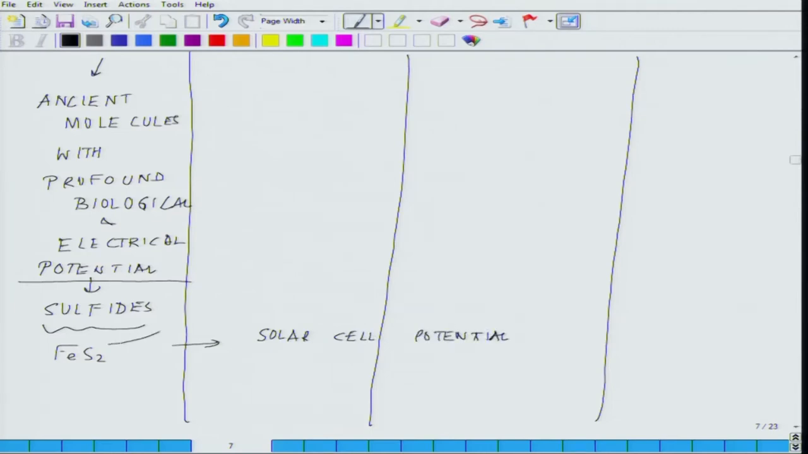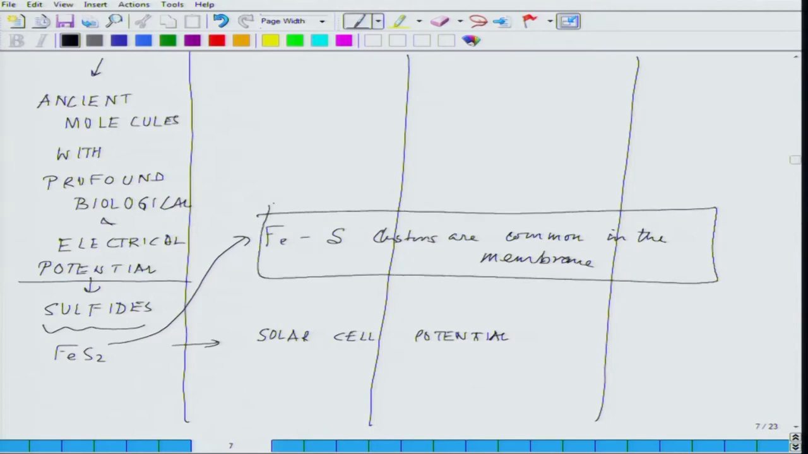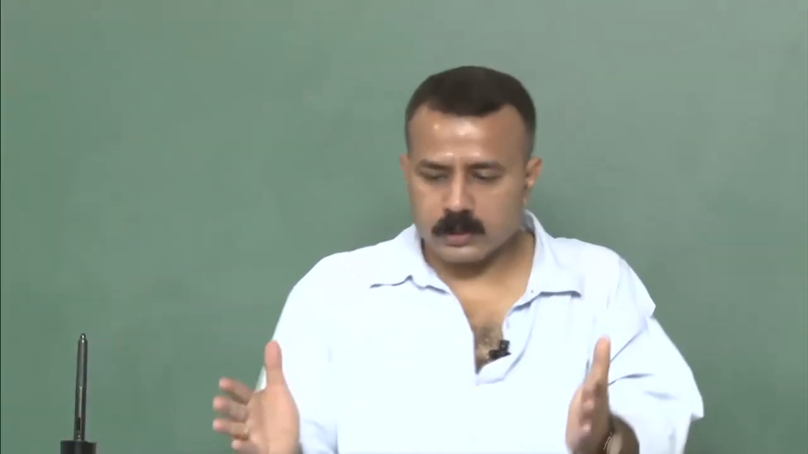The reason why I pick up FeS2 is because these iron sulfur clusters are common in the membrane. They are pretty much an integral part of the membrane, and we will talk in depth about the advancements which have been made. Mind you, among the first semiconductor materials which were developed, which was kind of discovered, was galena, which was nothing but lead sulfide. So sulfide has remained very much an integral part of our development. So this is one section which will be separated out.